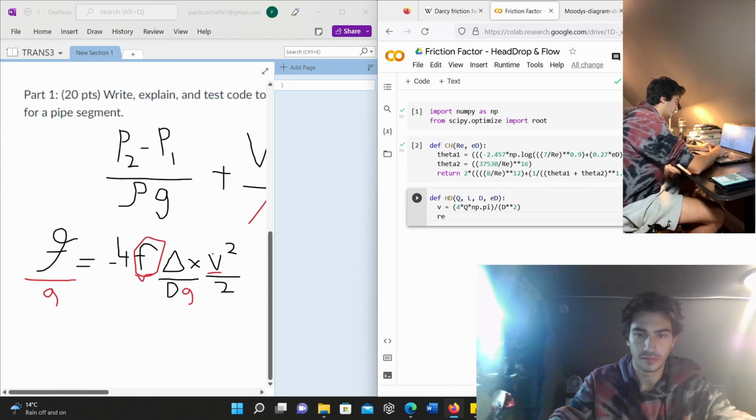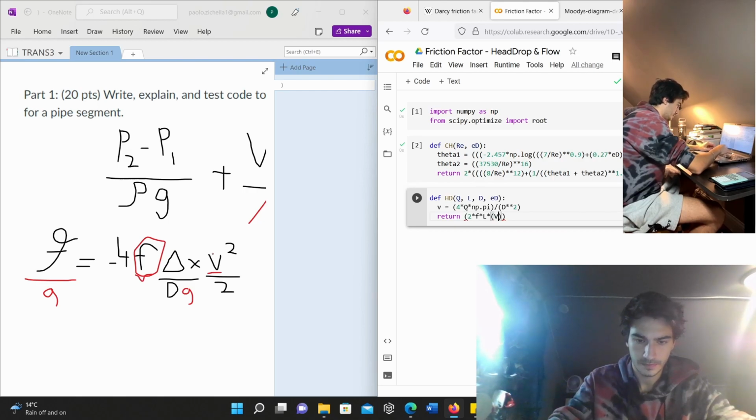I'm just going to go ahead and turn this around already so we know what we want. We're going to have 2 f squared.